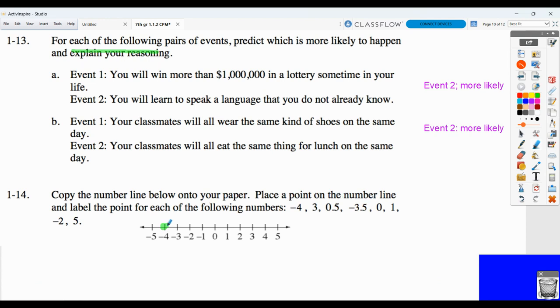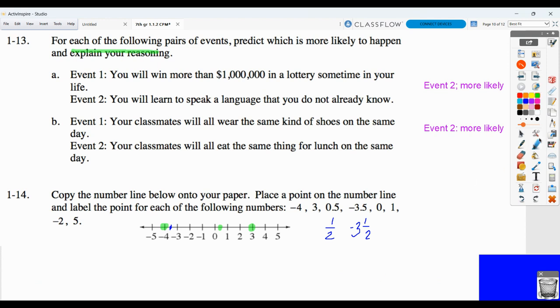But -4, of course, is located there. 3 would be located here. 5/10 is the same as 1/2. So 1/2 would be located halfway between 0 and 1. -3 and 5/10 would be the same as -3.5. So that would be located right here, halfway between -3 and -4.